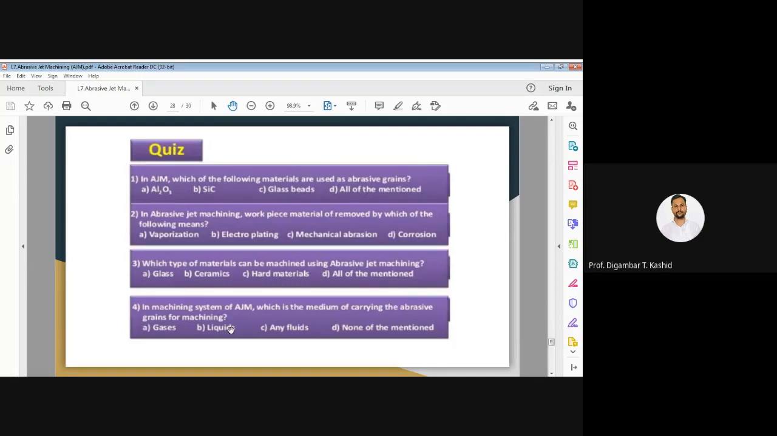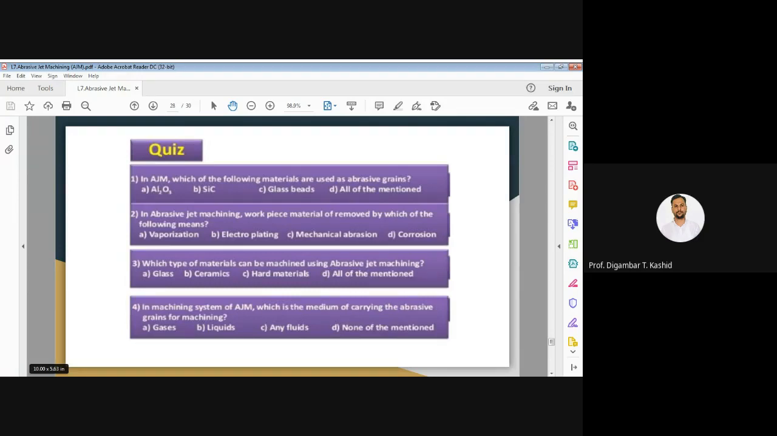Here, the first question I have written is: in abrasive machining, which of the following materials are used as abrasive grain? We have just covered this point, abrasive grains. The options I have given are Al2O3, that is alumina or aluminum oxide, then SiC, silicon carbide, then glass beads, and all of the above. Which answer is correct? In the chat box, say A, B, C, D.